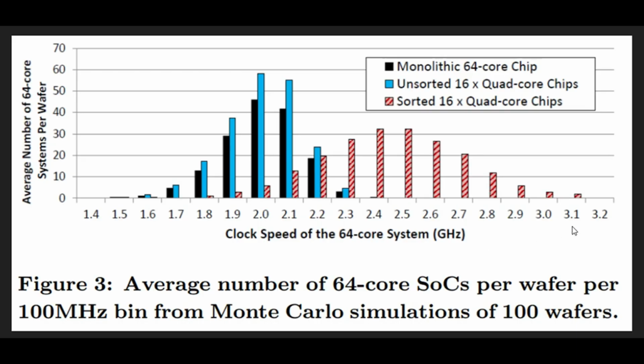Now, it should be said, in one way this is a best case scenario, because they have used 16 quad-core chips. As we know from AMD's EPYC, they are using 4 8-core chips. So this average speed distribution will not be quite so dramatic compared to what we see with EPYC. With further disintegration, we see that the speed benefits become very, very large indeed.